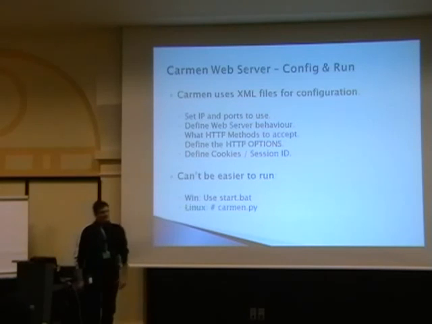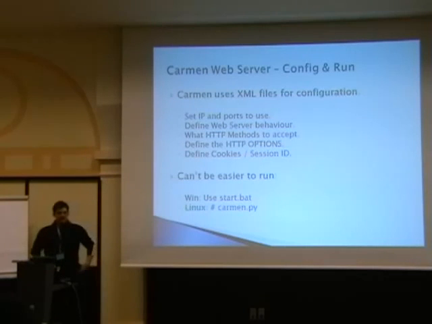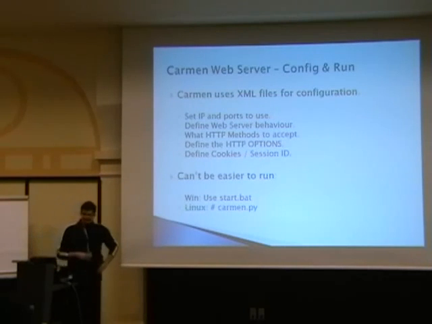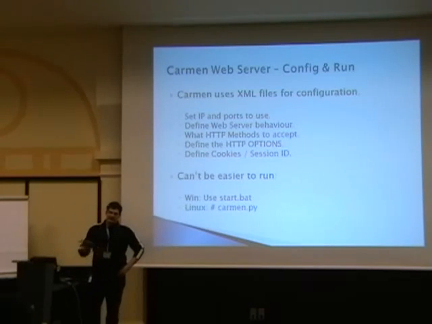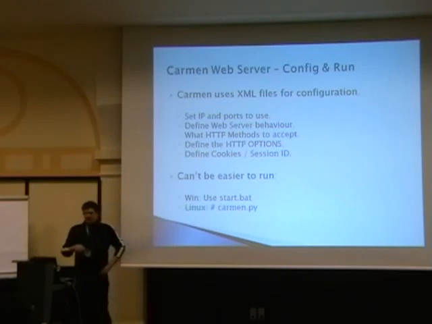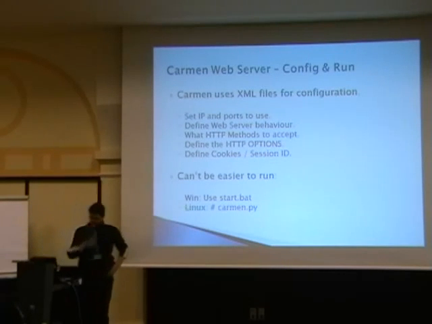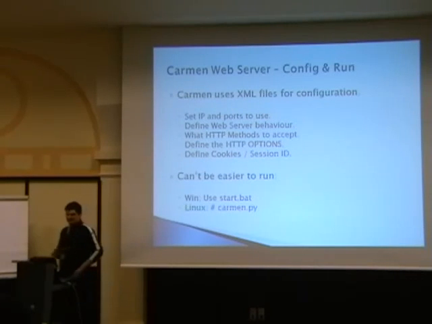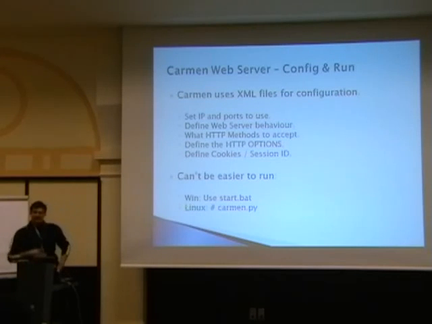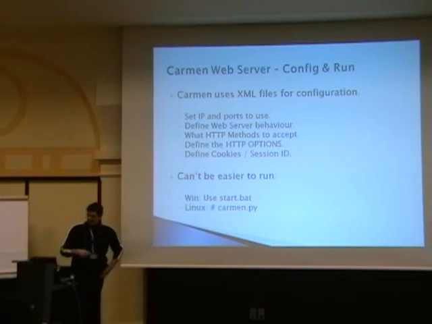Now, to configure this tool, you just use the XML file. In there, you can specify the IP the server is going to use and the port it's going to use. You can define the behavior, so it behaves like an Apache, IIS, Netscape, or you can do a couple of things more there. You can define what HTTP methods we are going to accept and which we are not going to allow. So it gives you a lot of flexibility. We can define the HTTP options, and that's useful because that's one of the techniques people use to perform fingerprinting on servers, so we want to be able to play with that. Then we can define the cookies and stuff like that. And I will show you around that.